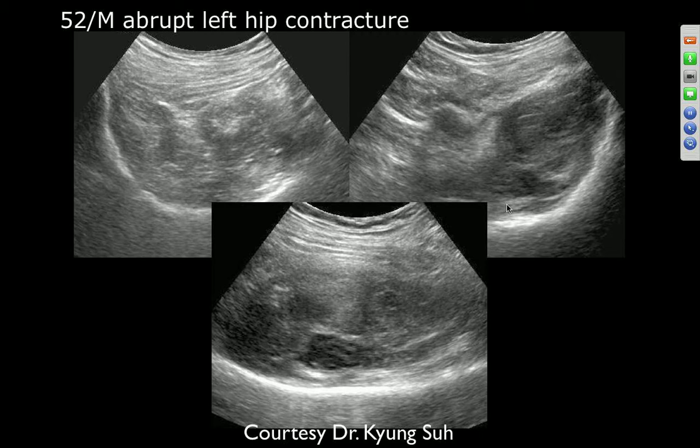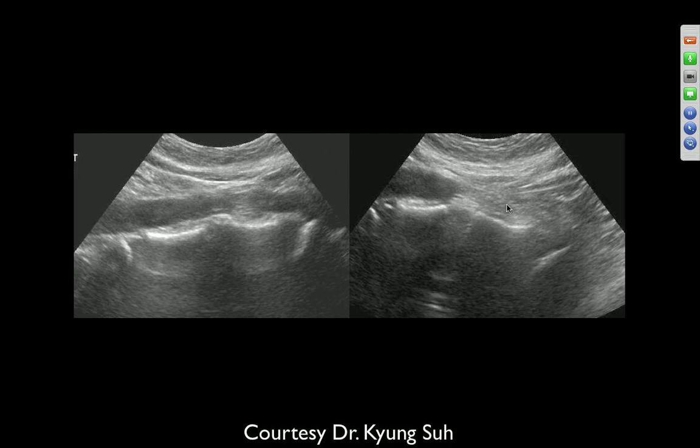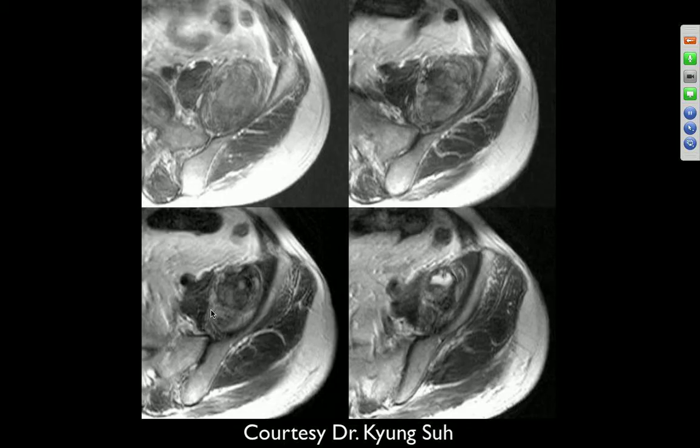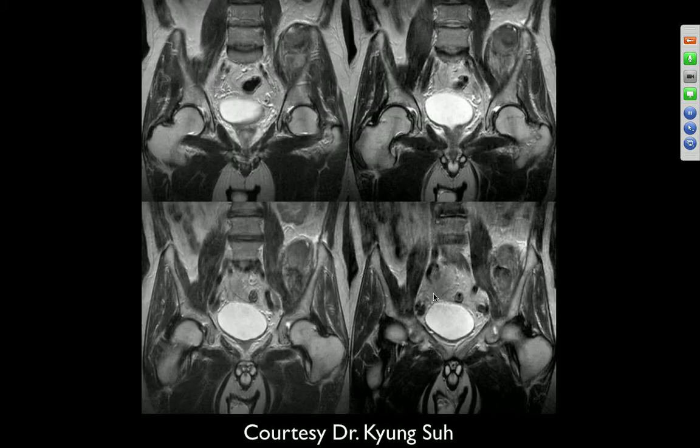52-year-old male with abrupt left hip contracture, a lot of complex echogenicity. Here's the mass on the MR examination. These are T1 weighted images. We can see a lot of high signal intensity within the lesion. On the T2 weighted image, we see areas of low signal, but also some fluid collection within this particular lesion.